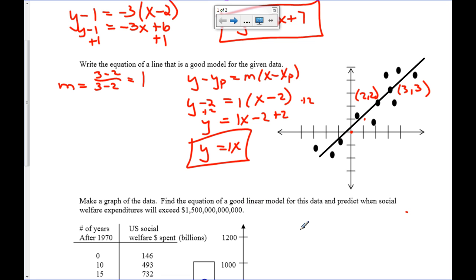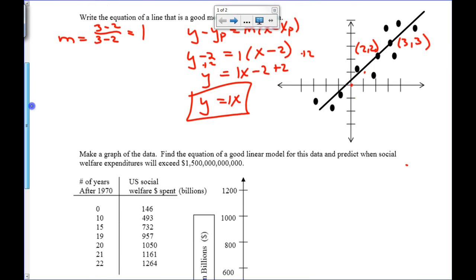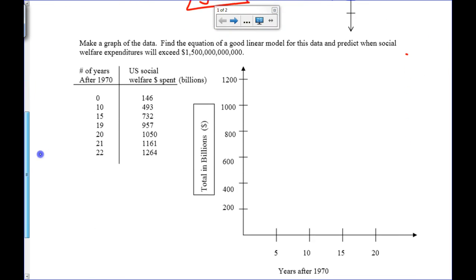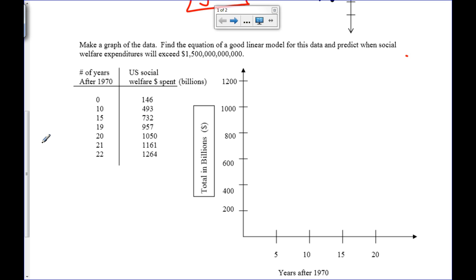Okay, so now let's look at the next problem here. This is more like a realistic problem. It says make a graph of the data, find the equation of a good linear model for this data, and predict when social welfare expenditures exceed 1,500 billion. This is all in billions over here. They shortened it, so we're really going to look at just that part of it.